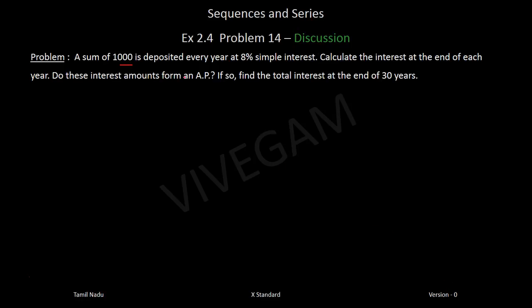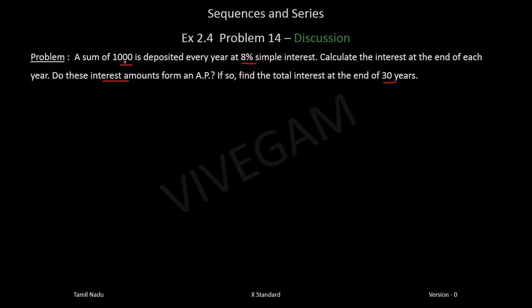Yearly 1000 rupees is deposited. Interest rate is 8%. And you're asked to find the total interest at the end of 30 years. And we want to know whether the interest amount forms an AP. So this is a key here, right? So what does it mean?